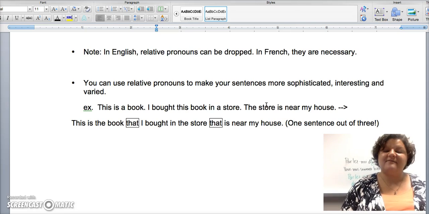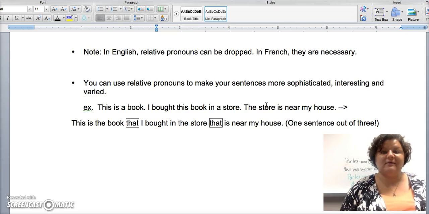And like I said, the idea of this really is that you're giving more information, asking for more detail with one sentence. And so you're connecting things to make it a little bit more sophisticated.